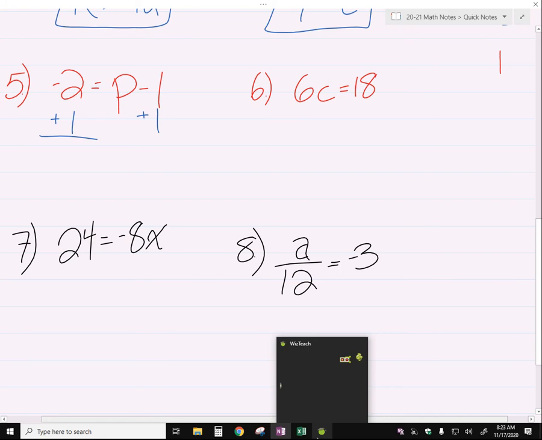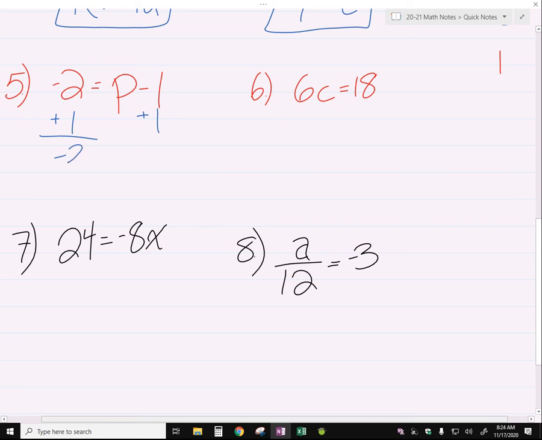Yes, that little dash there, that's a negative 2. So negative 2 plus 1 from chapter 3 is negative 1. So negative 1 equals P. And I can check my work. We can do that one mentally. Negative 1 minus 1 is negative 2. So that checks out. So those 5 are the extent of lesson 1.